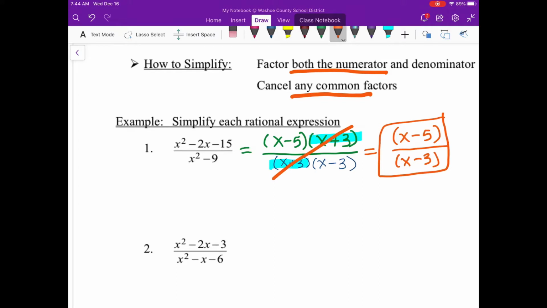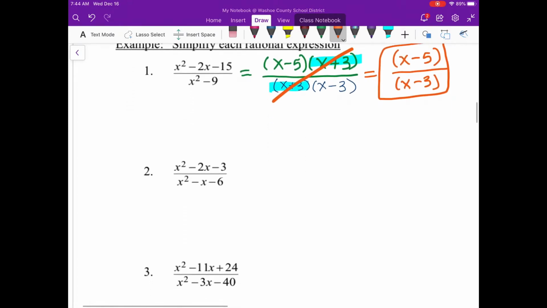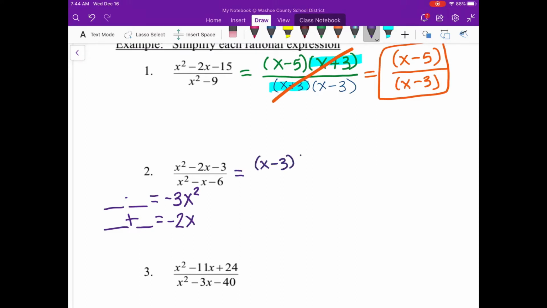So we're going to do that every single time. Factor the numerator, factor the denominator, see if anything cancels. Going to the second one again, ask yourself what two numbers multiply to negative 3x squared but add to a negative 2x. Okay, that comes out to be x minus 3, x plus 1 for my factors.